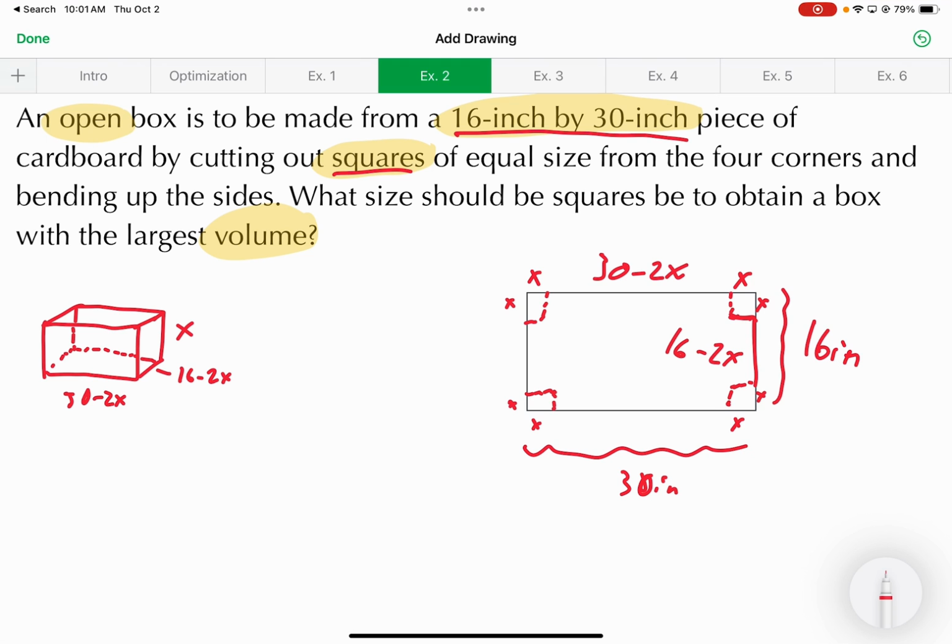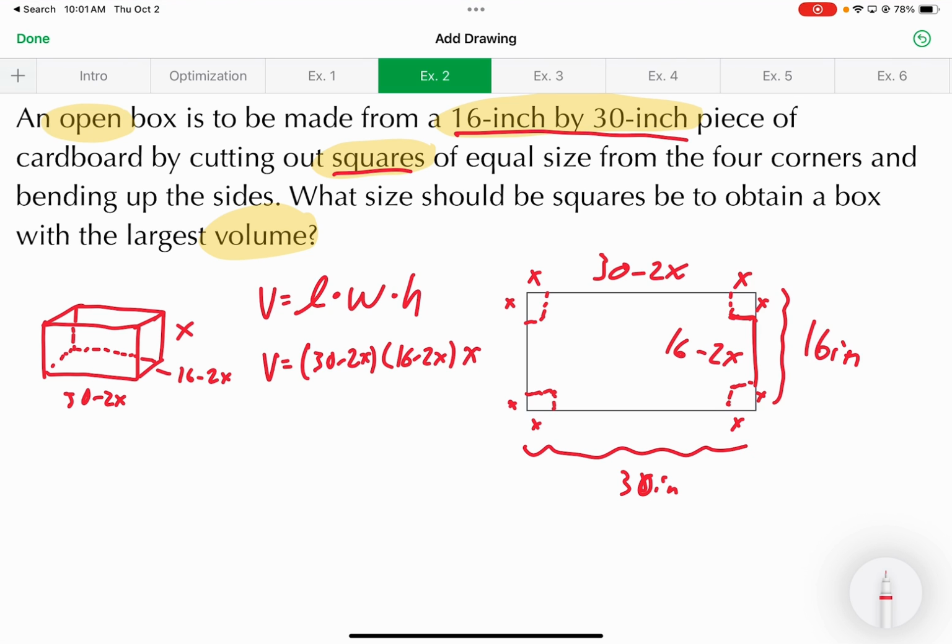All right? Hey, what's my primary equation? Just the very general form of my primary equation. Length times width times height, which is 3 variables. However, I have an expression for each one of those variables, right? Okay, so then let's plug in those expressions. It doesn't really matter what order we plug it in. So let's say our length is 30 minus 2x times my width, which is 16 minus 2x, times my height, which is x.